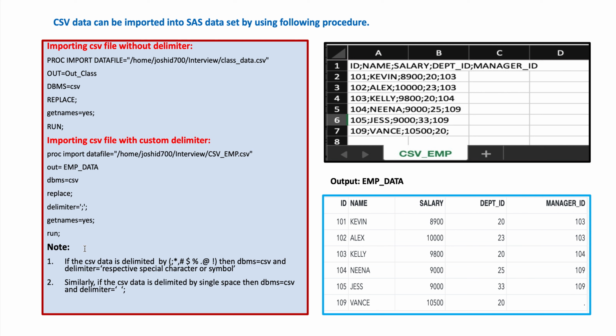There is a note. If CSV data is delimited by some special characters or symbols, then dbms is CSV and delimiter is the respective special character or symbol. Similarly, if CSV data is delimited by a single space, then dbms is CSV and delimiter is, inside the code, a single space.